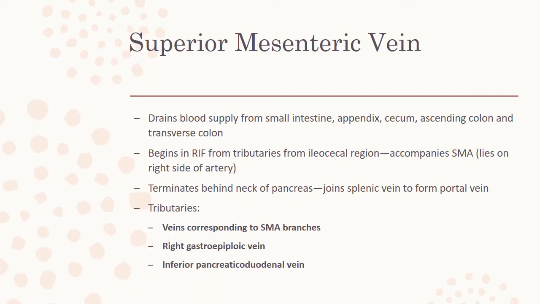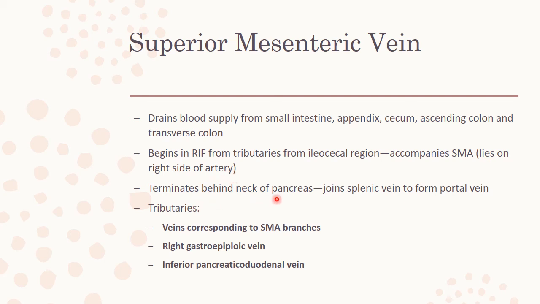Then we have two major venous structures. We have the superior mesenteric vein and we have the inferior mesenteric vein. These veins accompany their named arteries, and they also have tributaries which correspond to the branches of their arteries as well. The superior mesenteric vein, as we can see, will drain the blood supply from the small intestine, the appendix, the cecum, the ascending colon and the transverse colon, the similar area to which the blood was being supplied by the superior mesenteric artery. It begins in the right iliac fossa from tributaries coming from the ileocecal region. It accompanies the superior mesenteric artery, and during this course it lies on the right side of the artery.